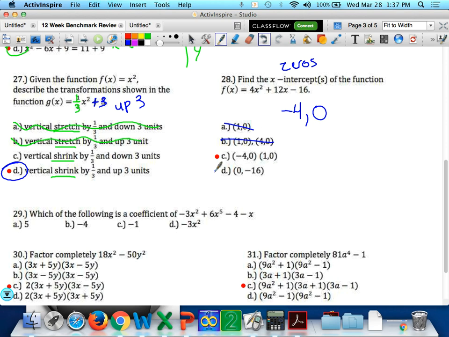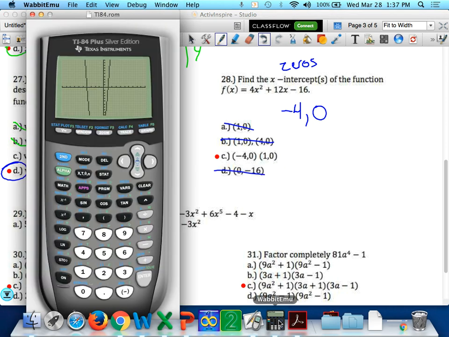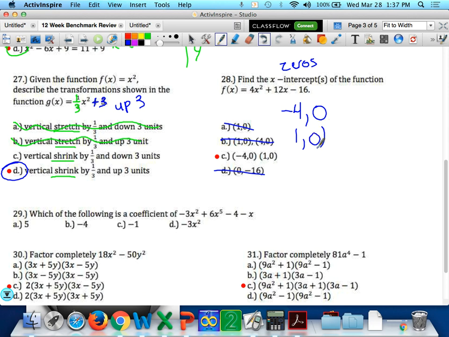That actually eliminates all the other options, but just to be careful, let's check the other one. Goes through 1 comma 0. Because all the answers were whole numbers, I can kind of eyeball that one. If you get crazier answers than that, you're going to have to be a bit more careful.